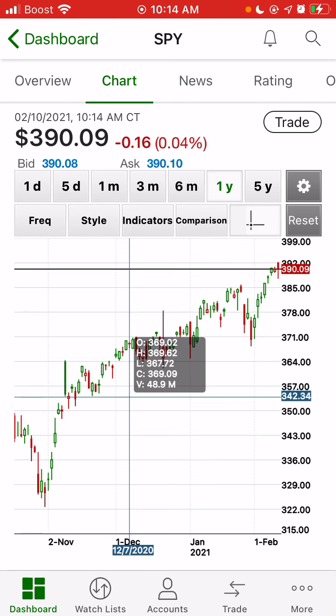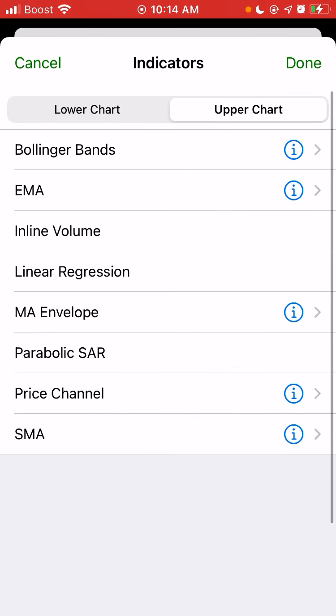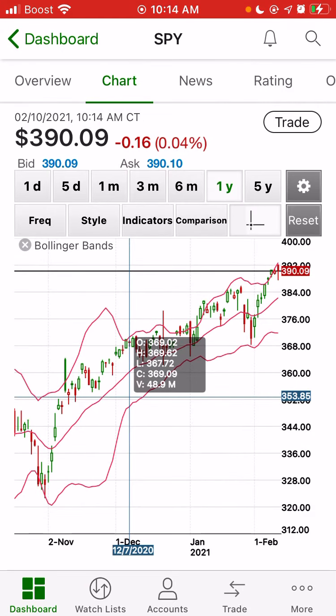You have your green and your red candles. Once you add the Bollinger Bands, you include these 3 red lines. These 3 red lines are pretty much a set of moving averages that tells you the expected range. It's pretty much the range that this normally trades in.